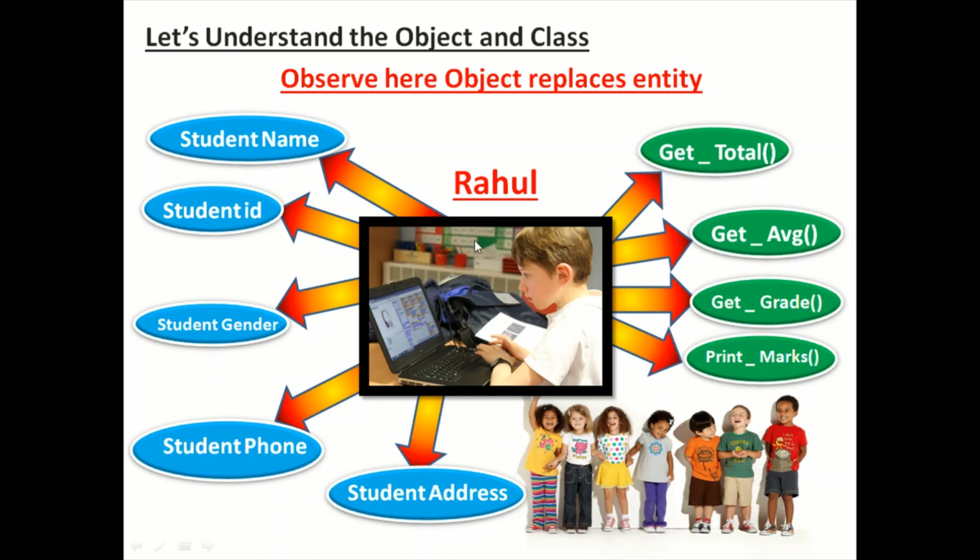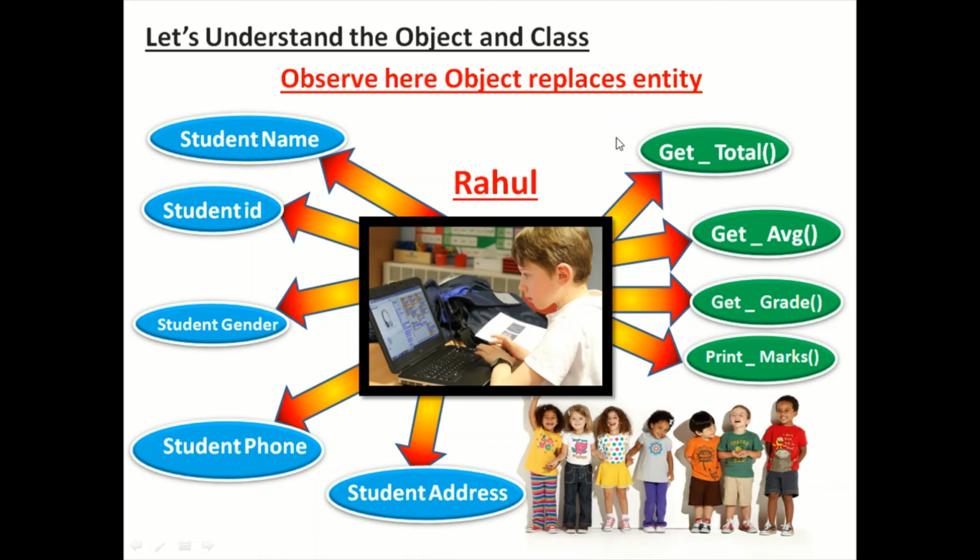As I already told you, here I am creating one student's information. He is the first student, and the name is Rahul. So I am going to create a class named student. The first object is Rahul. When we create one object, simultaneously we should call its attributes. So what are the attributes for this Rahul? Student name, student ID, student gender, student phone, student address. All these come under student attributes.